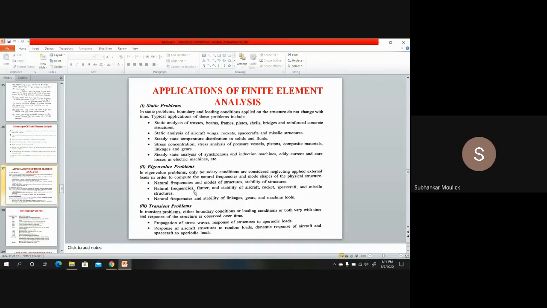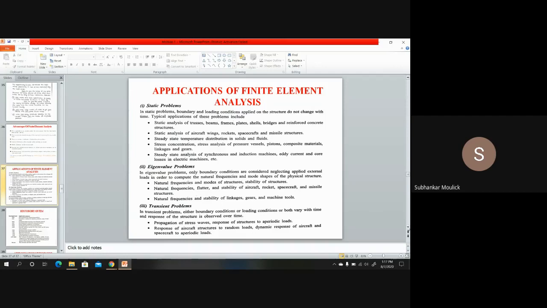These are some of the common application areas of finite element analysis. Many more application areas are there that you can get in the book. I have already given you the PDF copy of that book in your Google Classroom. If you want to know some more applications, you can refer to the book. Is the application part clear? Any doubt? No, sir. Okay.